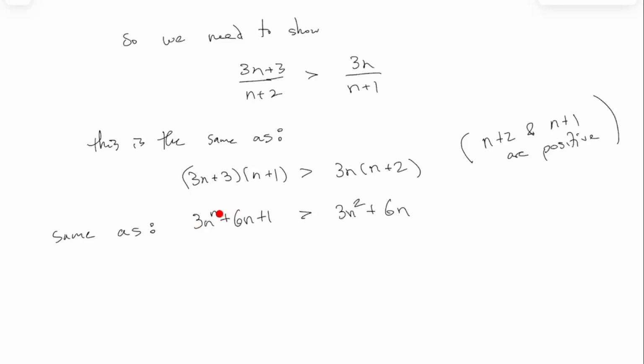I wrote 3n to the n. Sorry, that should be n squared. That don't make no sense.